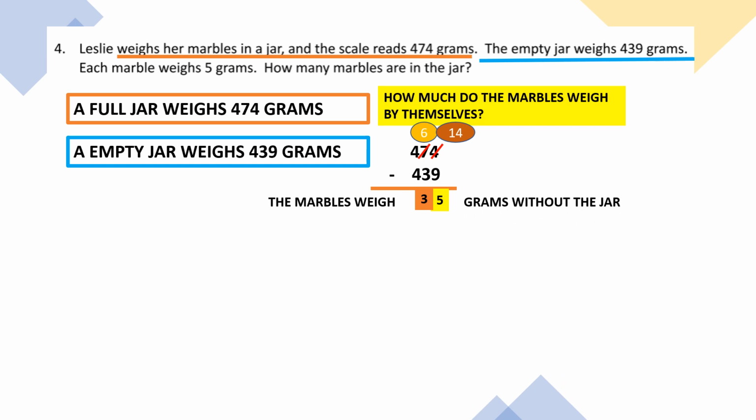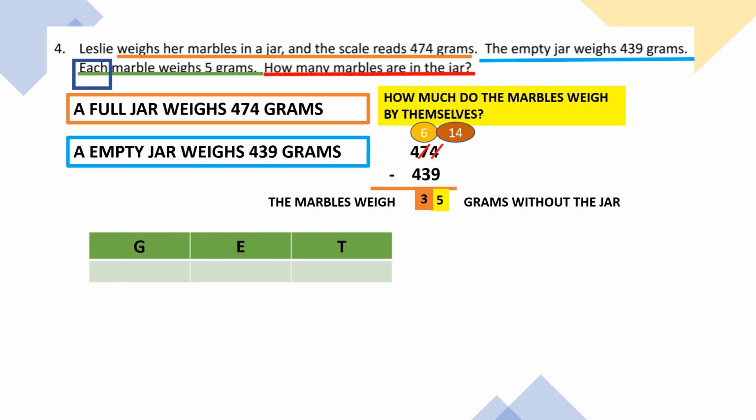Okay. So I've only read my first two sentences. I still have more information there. So let's keep reading. Each marble weighs 5 grams. Each. I need a Get chart. How many marbles are in the jar? So to figure that out, my Get chart is going to help me. So let's go ahead and create a Get chart on our papers. All right, and let's fill it in with what we have.